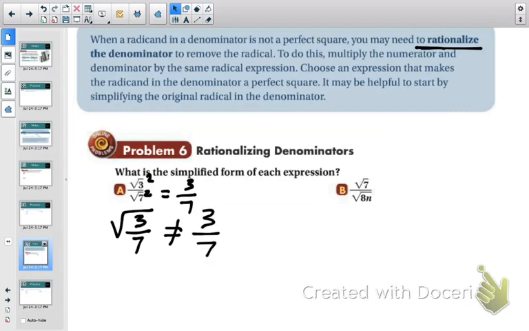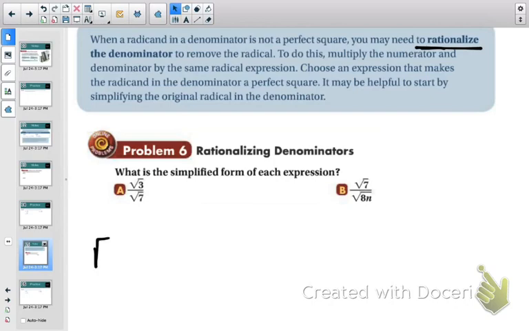Okay, so you can't just square the top and square the bottom. That is a no-no. Bad. So what we have to do, essentially we want to square the bottom, but we can't do that by doing the square operation. If I want square root of 7 squared, that's essentially the same as saying square root of 7 multiplied by square root of 7.